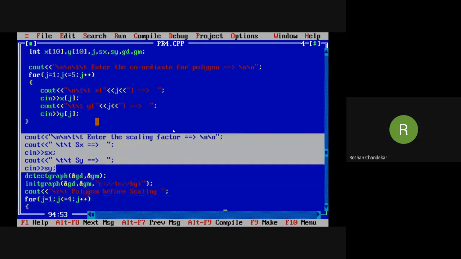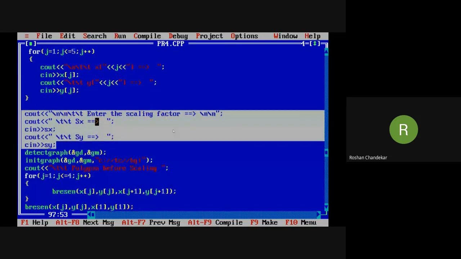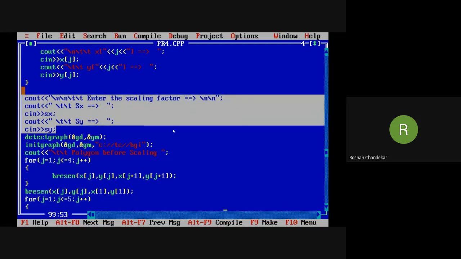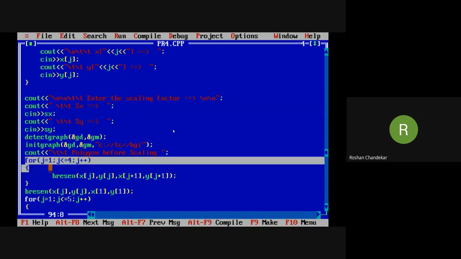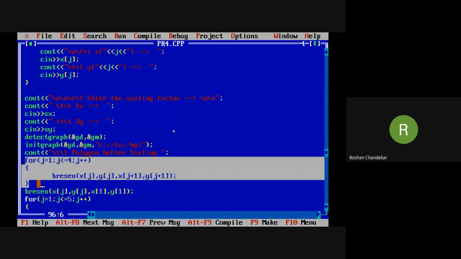Then after, we take initgraph, detectgraph, and we have to take the BGI folder and enter the path of the BGI folder. Now we start drawing a polygon. Here we are using the Bresenham algorithm, and we call a Bresenham method or Bresenham function to draw a polygon. So here it is, we draw a Bresenham.